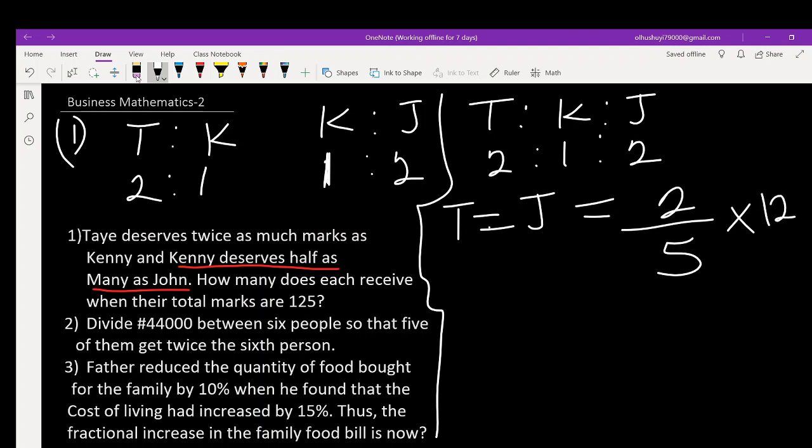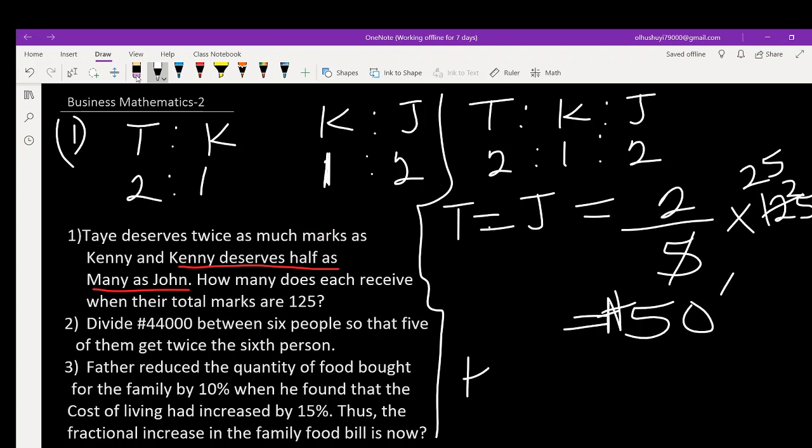5 in 12 is 2, remainder 2. 5 in 25, that is 5. So 2 times 5, 25, that is 50 naira. Automatically, Taiwo gets 50 naira. John too is the same ratio, 2. John too gets 50 naira. That is what? 100 naira. Automatically, K, of course, will be 25 naira.